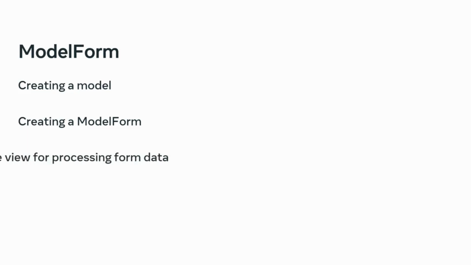There are three main processes involved when creating a model form: creating a model, creating a model form, and configuring the view for processing form data. Let's take an example. Say you want to create a logging form for the employees of the Little Lemon restaurant to log their work hours.